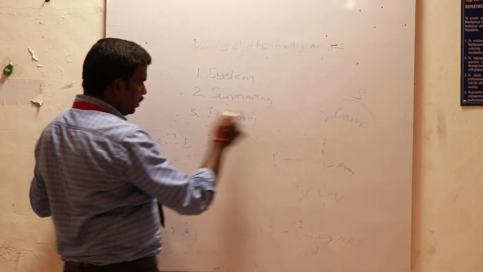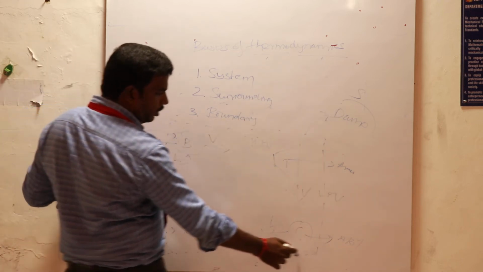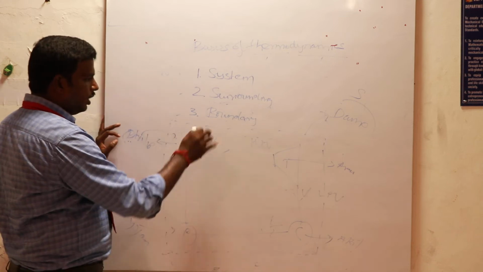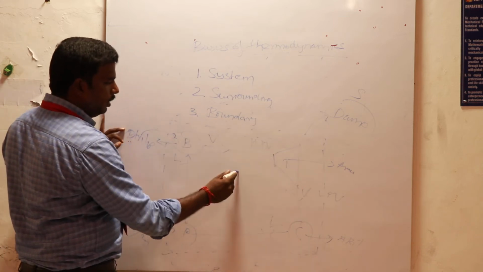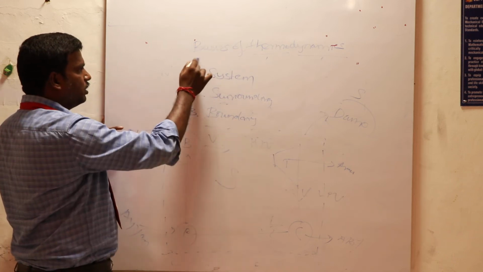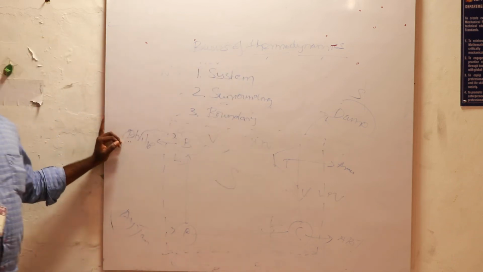Example, I am in charge of this power plant. So this boundary line shows that I am going to investigate only this. So this becomes my system, and everything apart from the system is going to be my surroundings, right?